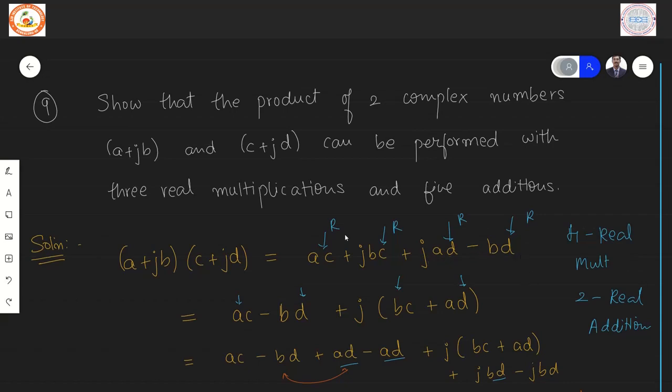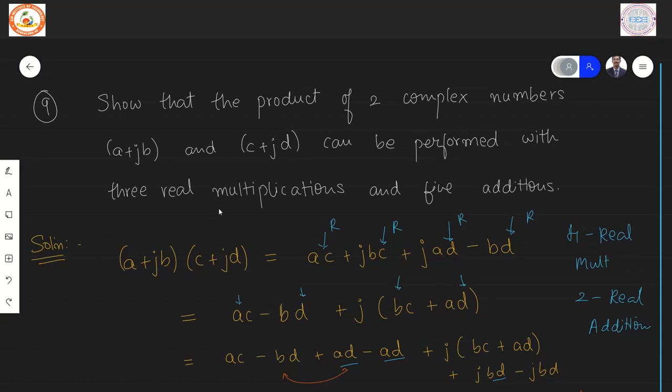So if we actually count here, we have 1, 2, 3, 4. Each product here, a and c, they are real values, b and d real values. So we can count that we have 4 real multiplications and 2 real additions, because we're going to combine these 2 terms, and we're going to combine these 2 terms. So this is the combination, and this is how you get the answer in the normal fashion.